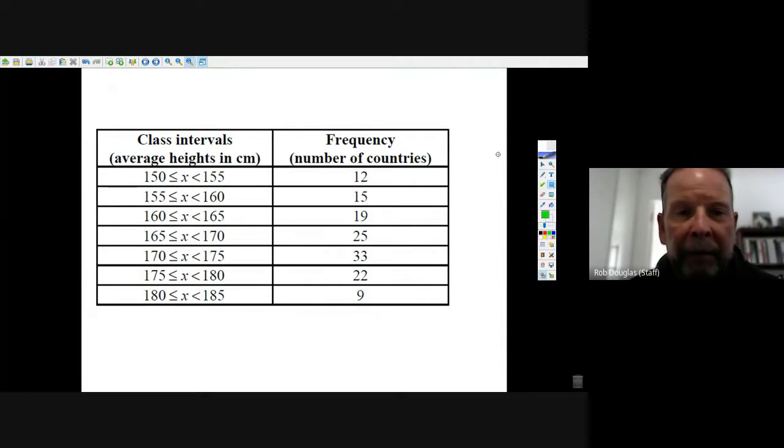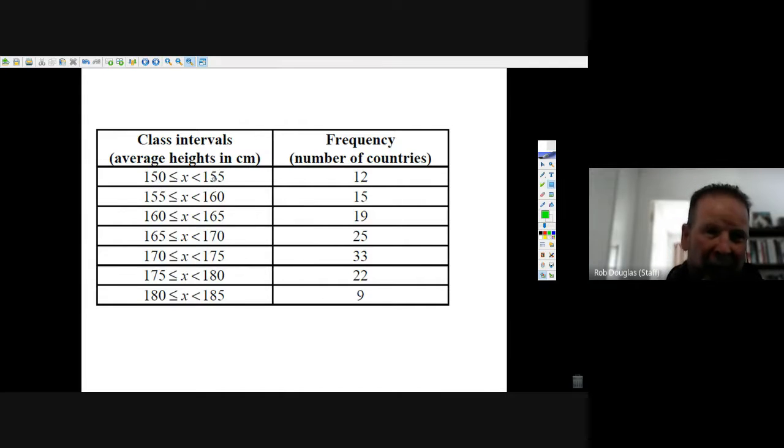Okay, we're going to look at something called group data, and that uses these things called frequency tables. Now, this is from your notes, and I'm just going to talk a little bit about it. There's a whole bunch of countries, and we're looking at the average heights in those countries. There are 12 countries here that have a height of more than 150 but less than 155 centimeters.